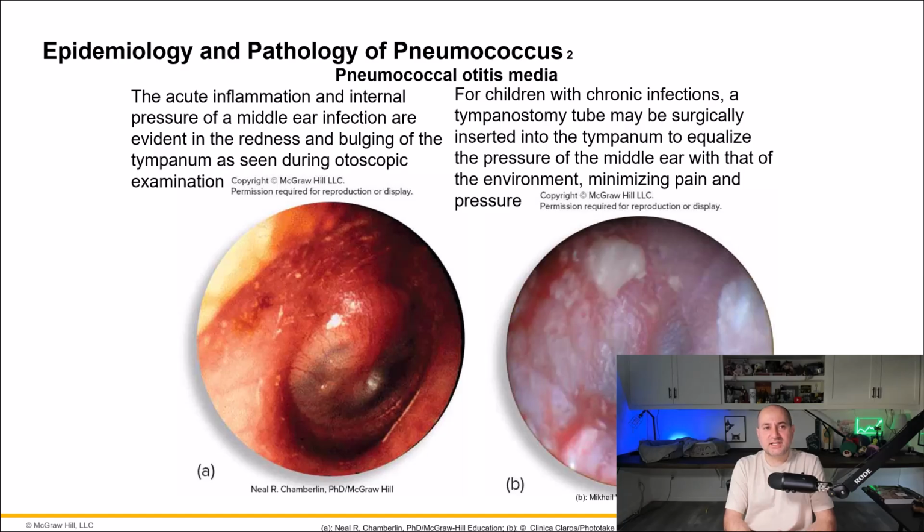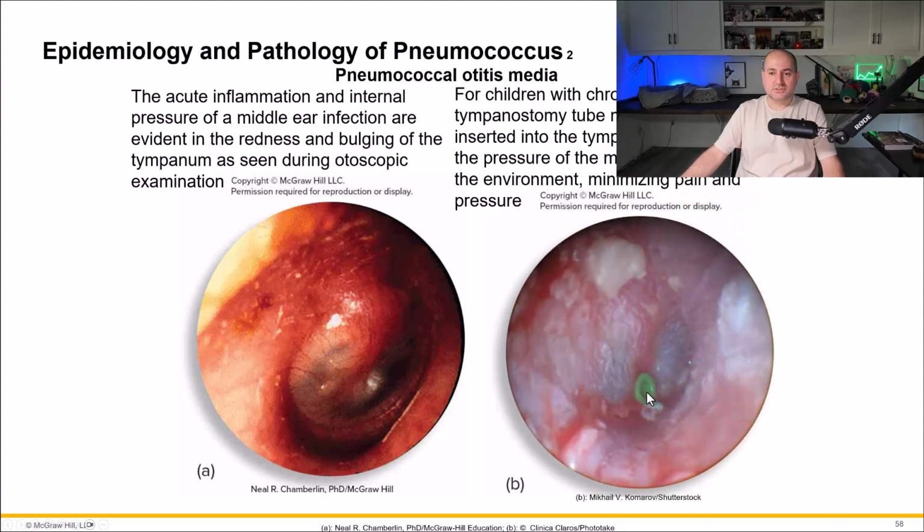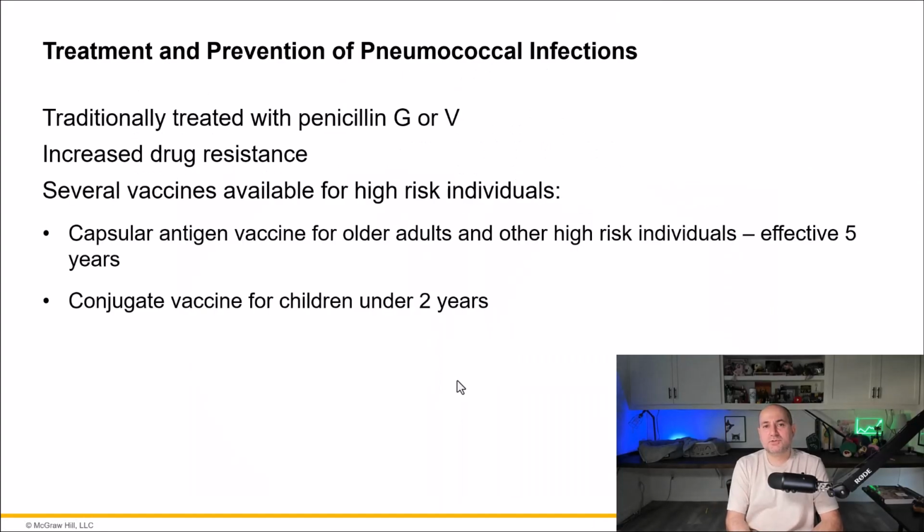On the left, you can see that acute inflammation and internal pressure of the middle ear. You see how the middle ear is red and it's kind of bulging. That bulging is showing you the tympanum as seen during an otoscopic examination. So you're looking inside of the ear and you see this redness and bulging. And in children with chronic infections like this, it may be important to surgically insert a tube inside of the tympanum to equalize the pressure of the middle ear and the outside, so minimizing the pain and the pressure involved here.